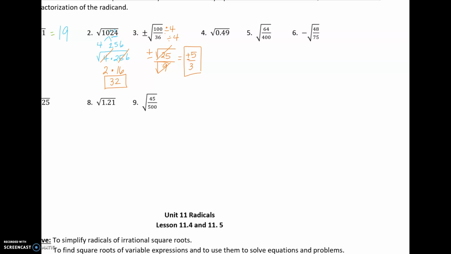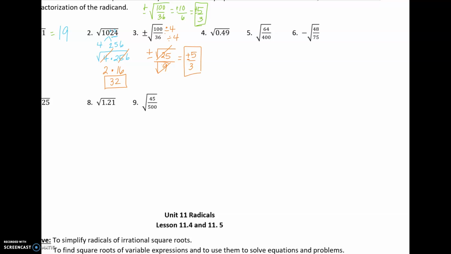Now, let me show you how else you could have done this. You could have said, oh, 100's a perfect square. I know that. So that's 10. 36 is a perfect square. I know that. That's 6. But then you can simplify. They're both still divisible by 2. And that's where you still get positive or negative 5/3. So you can do it either way. You might just have to simplify at the end.